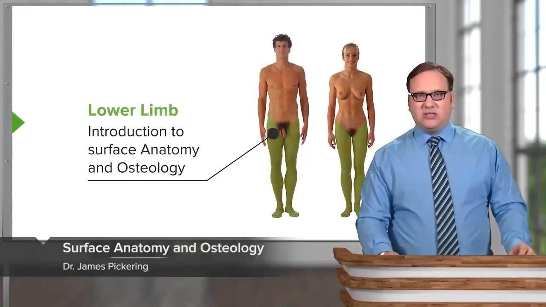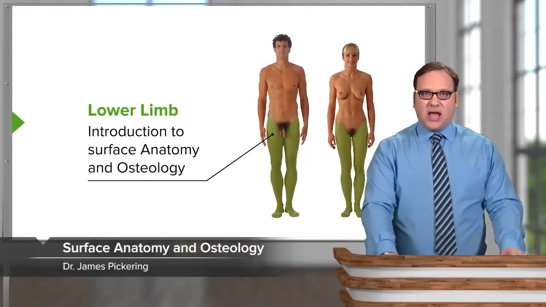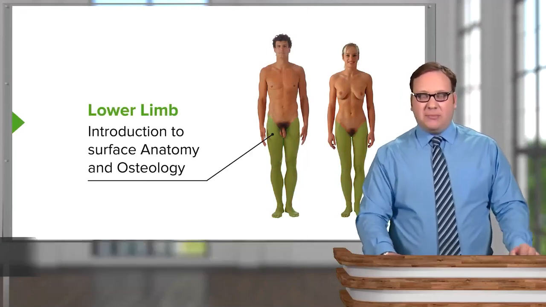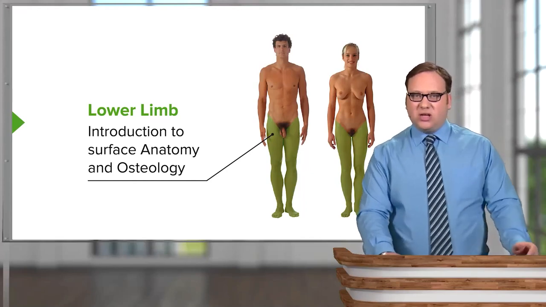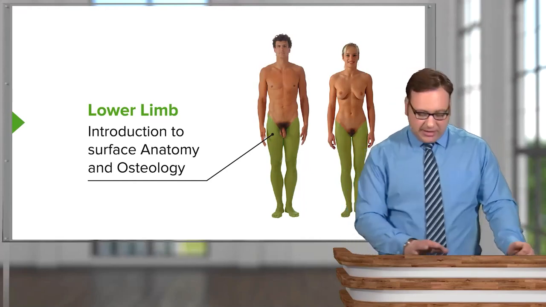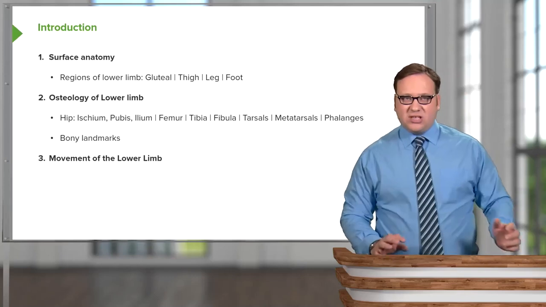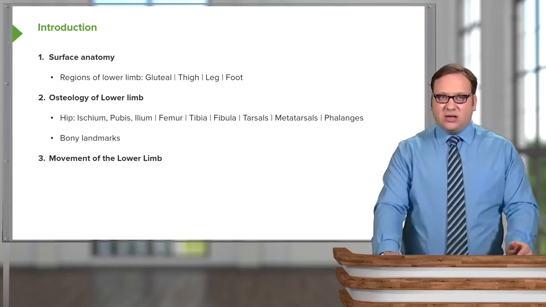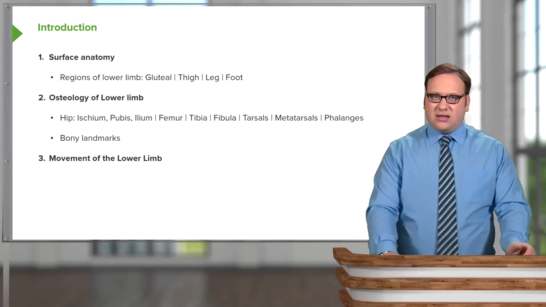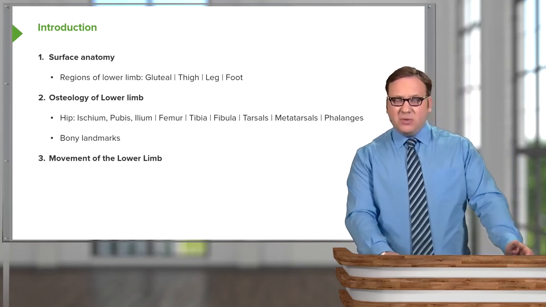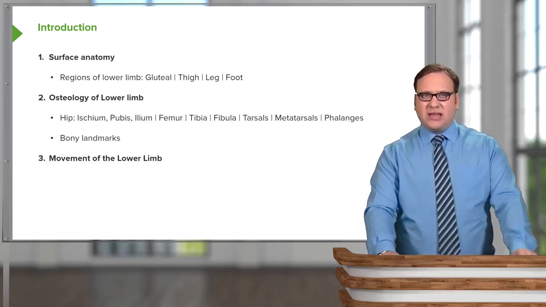In this lecture, we're going to look at the surface anatomy and osteology of the lower limb, which will set you up for the remaining lectures in this part of the course, which covers lower limb anatomy. So we're going to first of all start with the surface anatomy, look at the various regions of the lower limb, the gluteal, thigh, leg and foot. And then we're going to look at the bones that make up the lower limb.